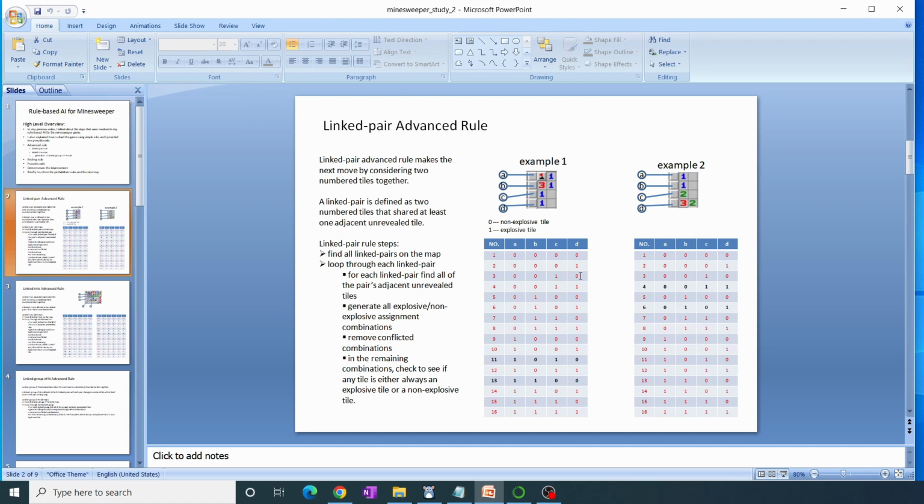So let's first talk about the linked pair rule. The linked pair rule makes the next move by considering two number tiles together. I have two examples here.